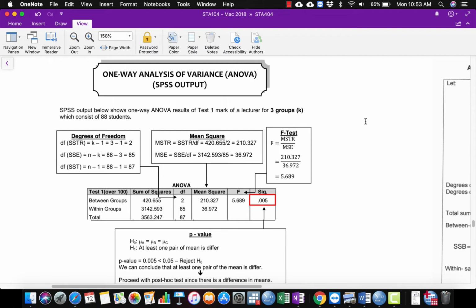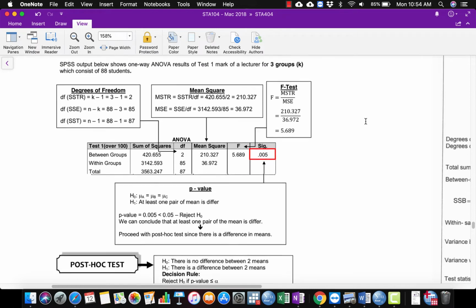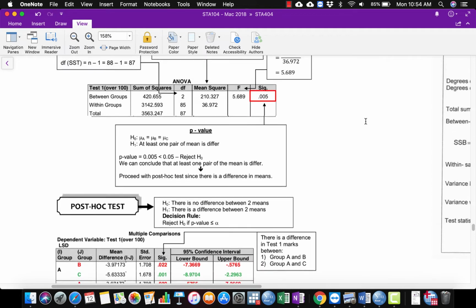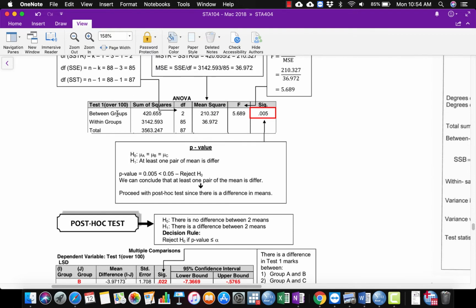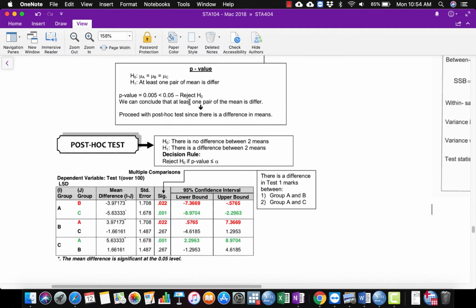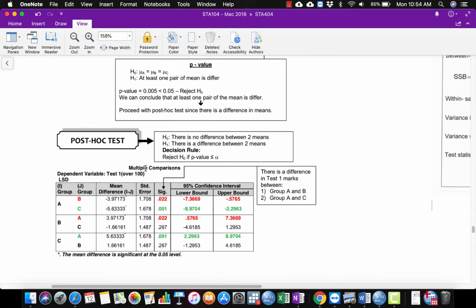Today we're going to continue our lecture on a new topic. Basically, under chapter number 4 is one-way analysis of variance, ANOVA. As you can see on page number 153, this is the one-way analysis of variance, ANOVA, SPSS output. From the SPSS output, we're going to have basically two tables, right? The first table is ANOVA itself, and the second table is the post-hoc analysis, multiple comparison table.